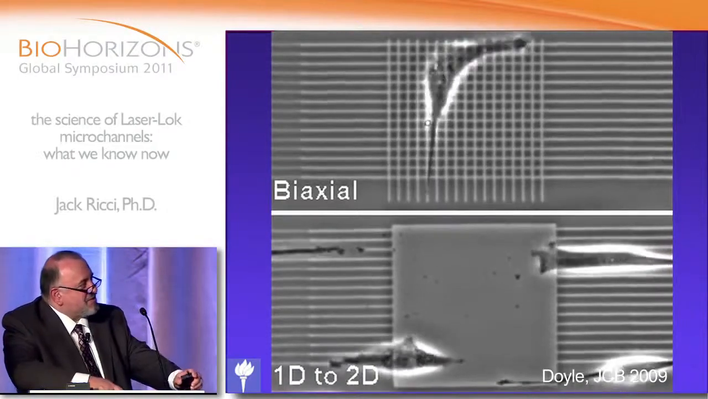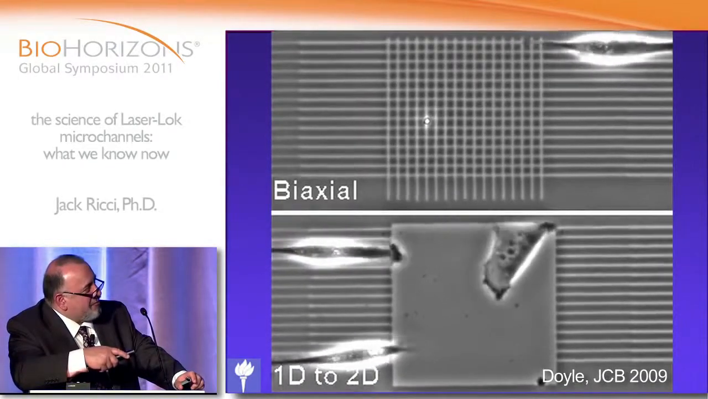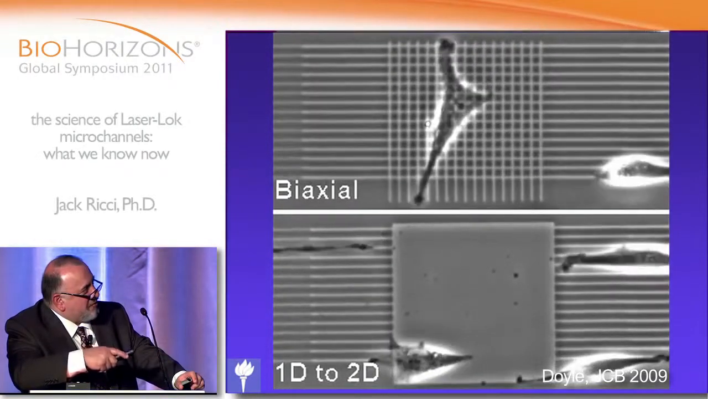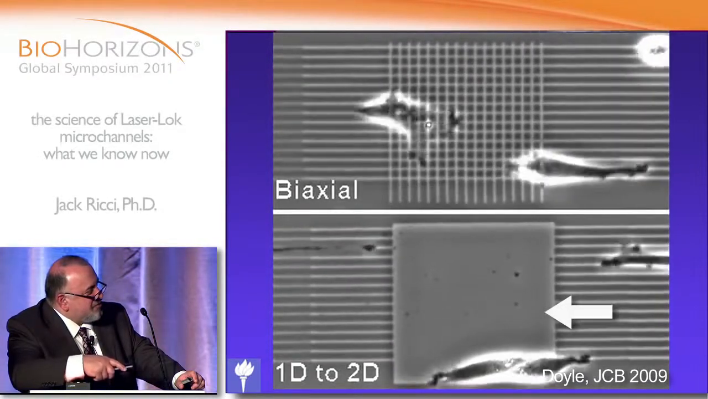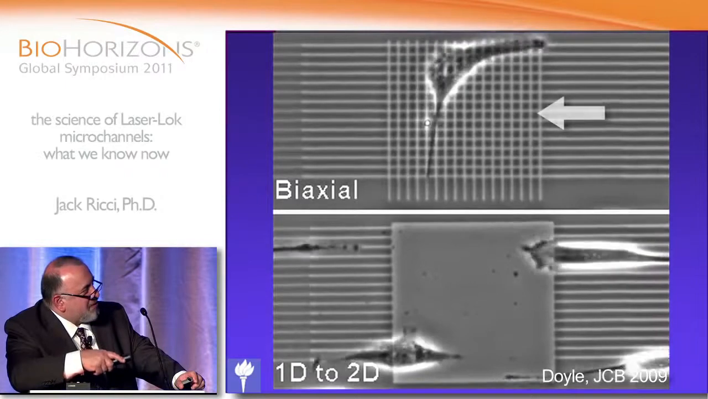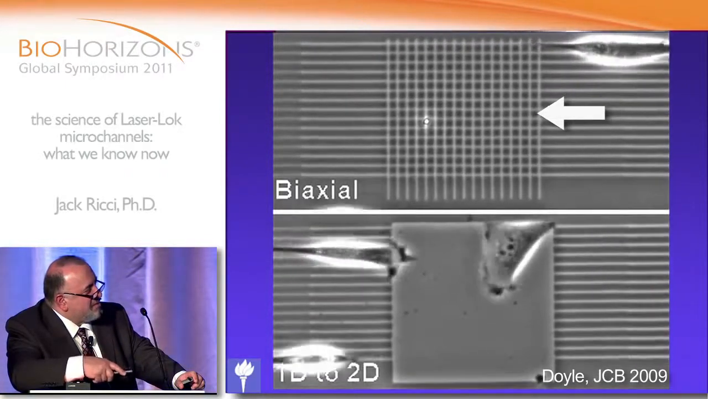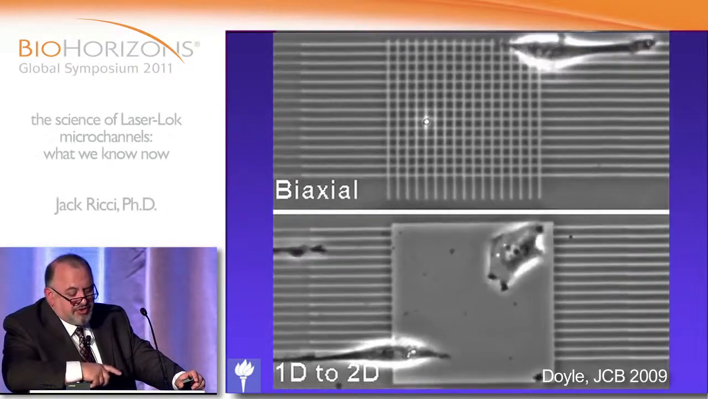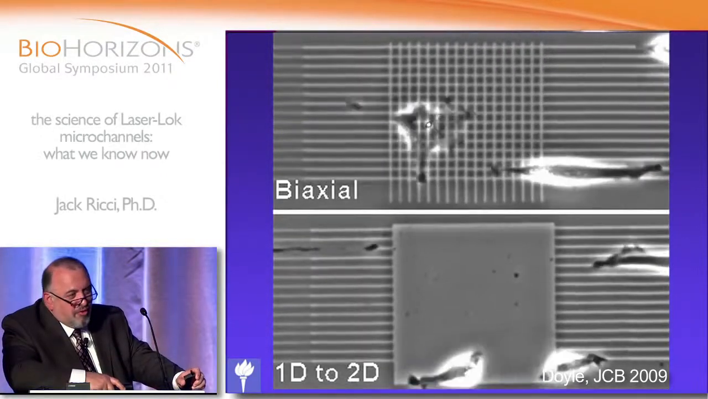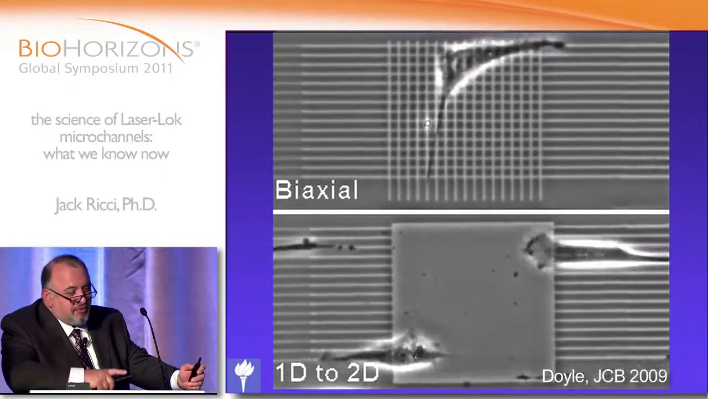And this finally is what happens when you have cells on microchannel, very similar to the laser lock microchannels. You can see these cells migrate in. When they hit the smooth surfaces, they don't know which way to go. When they hit this cross-hatching, they get very disorganized. But the cells on these microchannels, and these are very similar to the laser lock microchannels, are very organized, and this is essentially what we're doing with our surfaces.